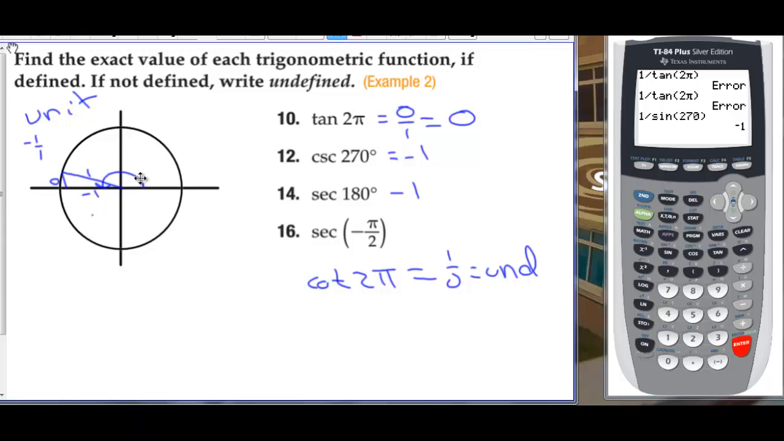Secant of negative pi over 2, that's down here. So 270 and negative pi over 2, they're coterminal. They're the same thing. Just go the different direction. So this is the one that would be 0. This would be getting closer to negative 1, and the hypotenuse is 1. Secant is the reciprocal of cosine, which would be adjacent over hypotenuse. No, that's cosine. So it'd be hypotenuse over adjacent. Hypotenuse over adjacent. That's undefined. But before we leave today, I'll give you a better way to get that, because I have to cover tomorrow's material a little bit for you.